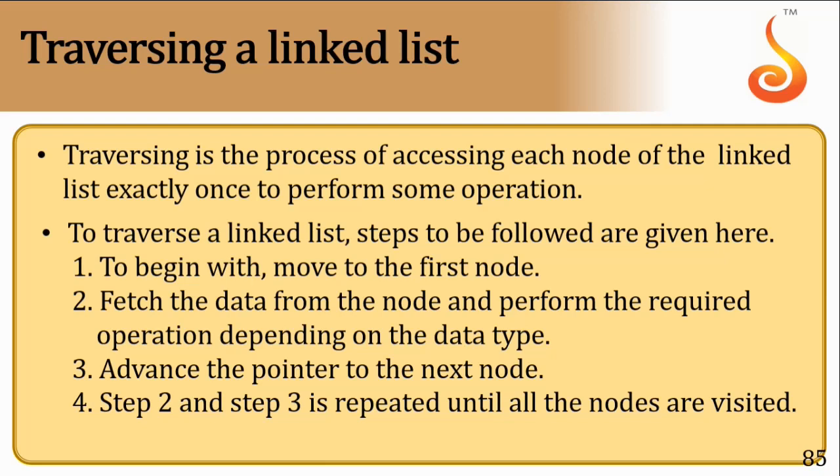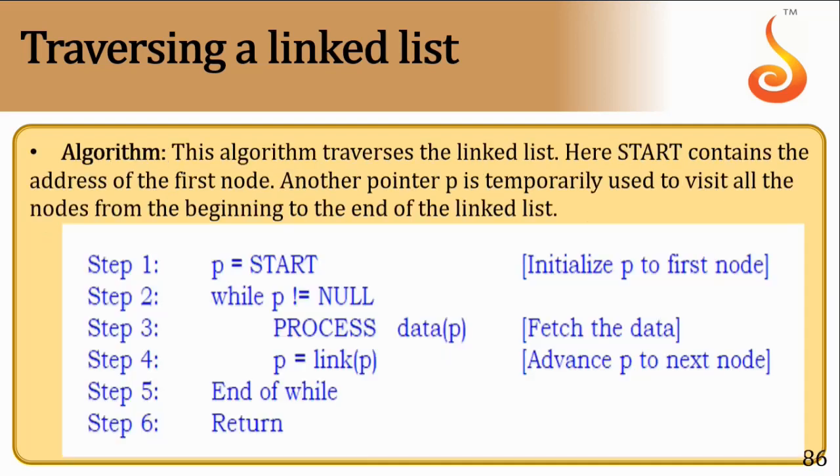Hopefully you have understood that. In the next class we will continue; you can have the traversal operation from here only. This algorithm traverses the linked list. Here start contains the address of the first node. P is a temporary pointer used to visit all the nodes from the beginning to the end of the list.